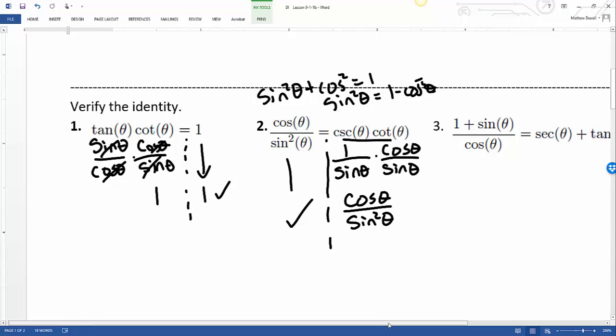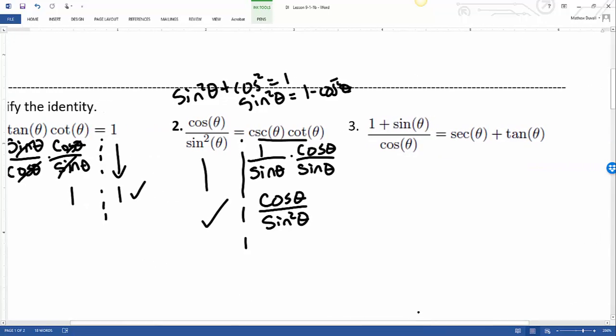Number 3. The left side or the right side, I don't really know which one's more complicated, but I do know step 3, change everything to sines and cosines. I can do that on the right. So it gives me something to do. So let's do that. So there's no Pythagorean. Algebra plus, I just can't combine them together yet because they're different.